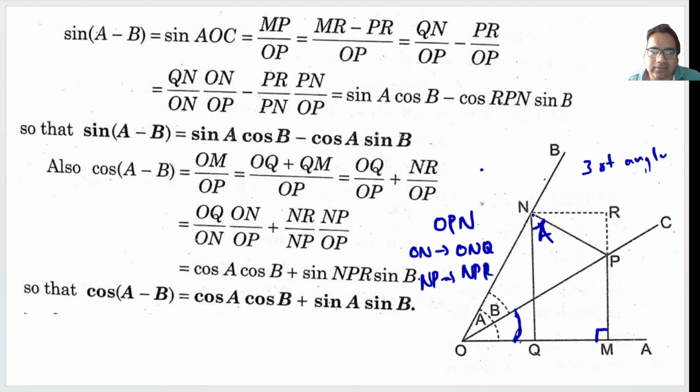Now let us take these two lines. These are parallel lines, right? Both are perpendicular to the base OA. So these are parallel lines. And let's take this one. This is a transversal, right? So this angle and this angle should be same, right?